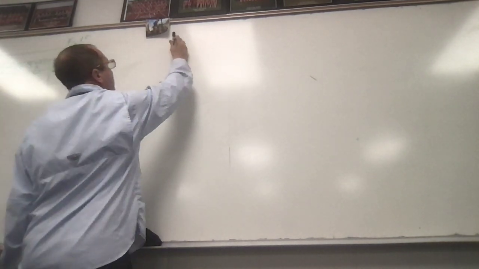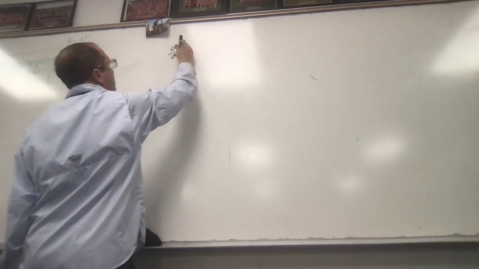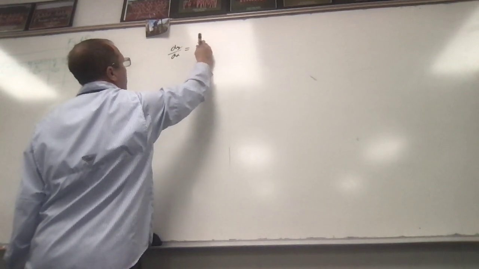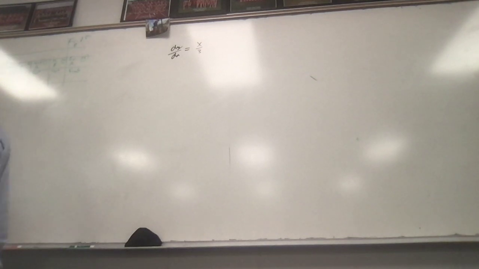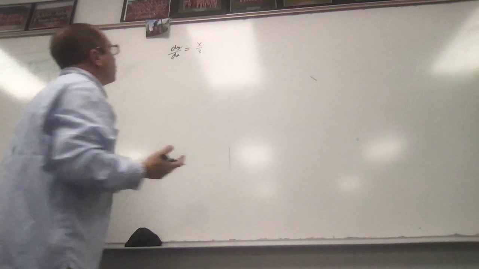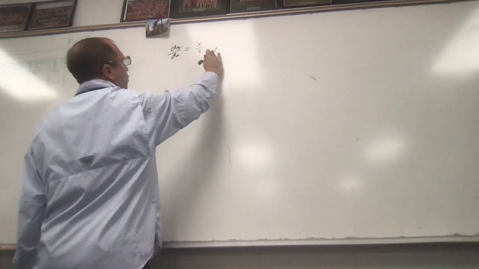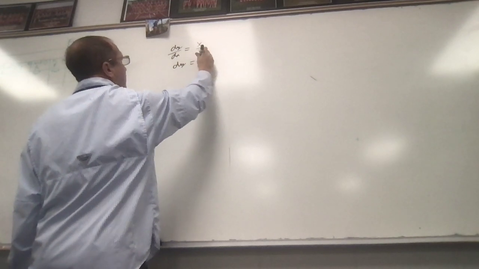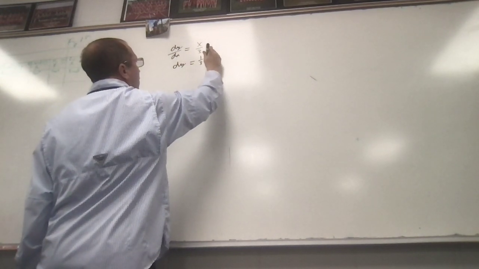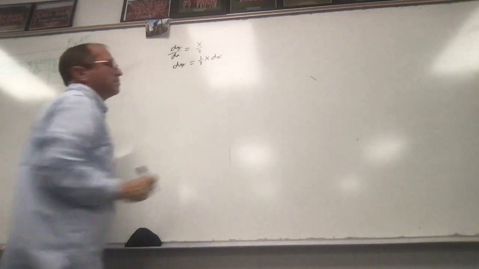I'm just going to pick some problems from this. I'll start off with a basic one. I'm going to start off with dy dx equals x over 3. Okay? Now, in order to get to the anti-differentiation aspect of this, we're going to separate our variables. So we end up with dy equals 1/3 of x dx.